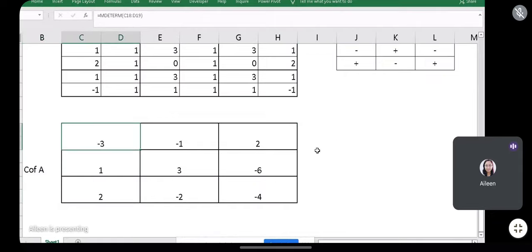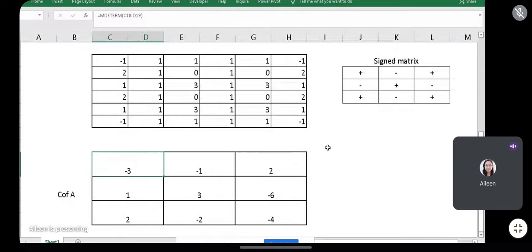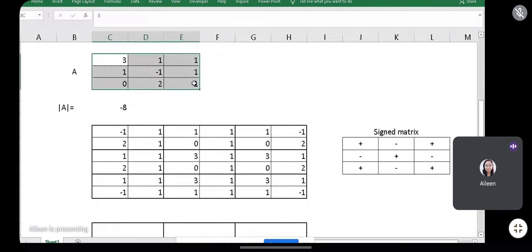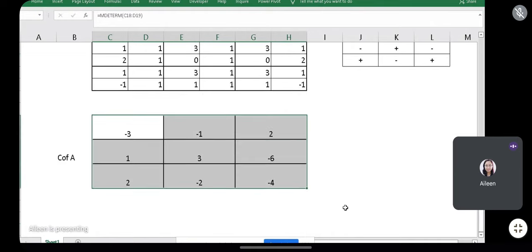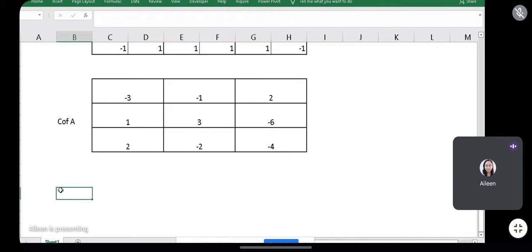Ibig sabihin, yung ating kanina na original matrix, that is 3, 1, 0, 1, negative 1, 2, 1, 1, 1, is replaced by its cofactors. Ano po? So this is now your new matrix. Next, after you get the cofactor of A, kailangan natin kunin si adjoint A.